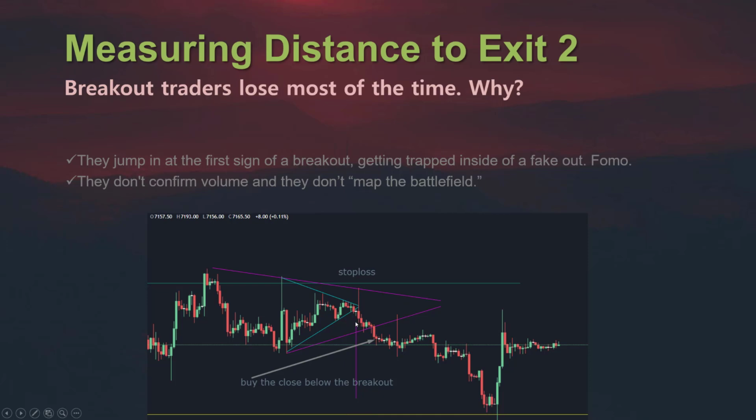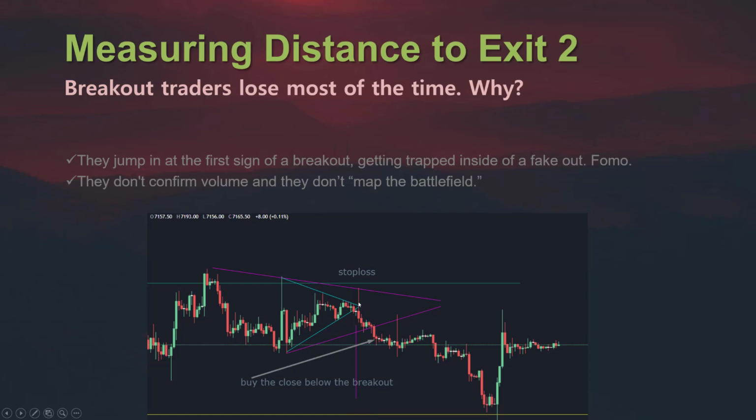Sometimes it's a fake out. And when a fake out happens, you just lost some money. And it's frustrating as hell because it seems like the market is against you, but it's not. It doesn't care. It just does what it does. But preparation is key. These traders who do that, they also don't confirm volume and they don't map the battlefield.